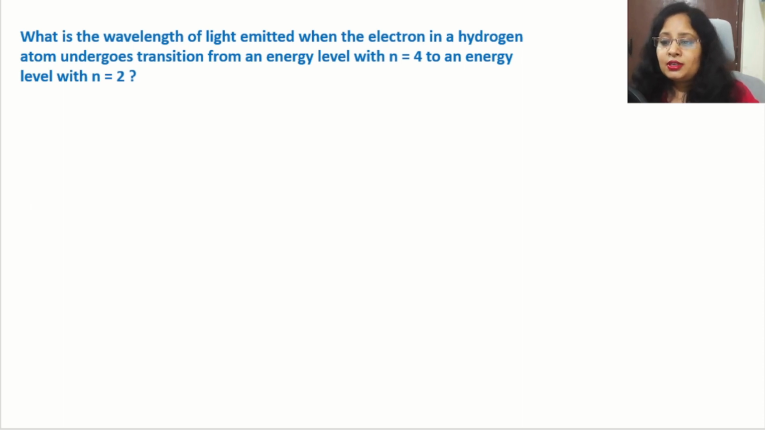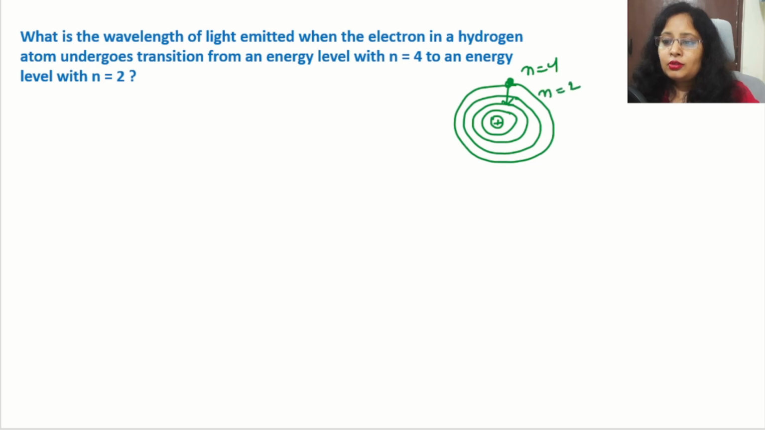So friends, here we can draw a hydrogen atom, and they are telling the electron is in the fourth energy level: 1, 2, 3, and this is the fourth energy level. So our electron is there in the fourth energy level. It drops down to 2. So n is equal to 2. So our n1 is 4, n2 is 2.